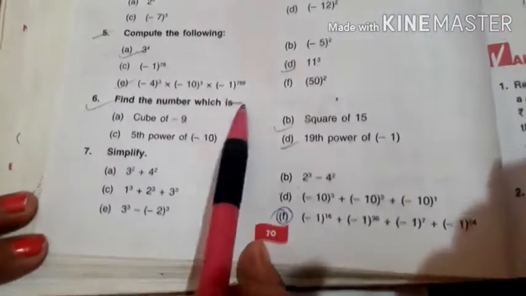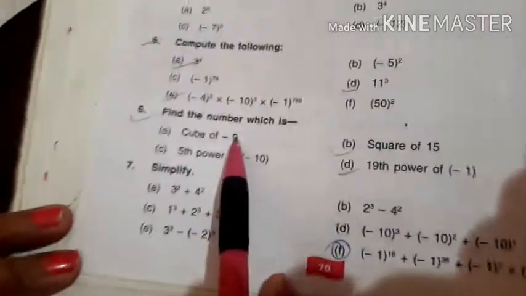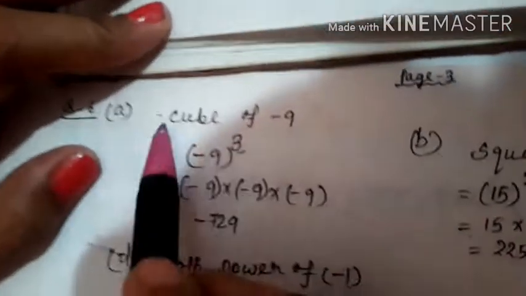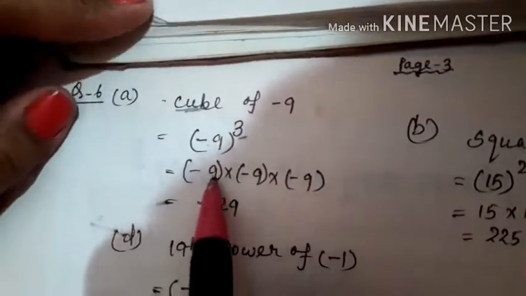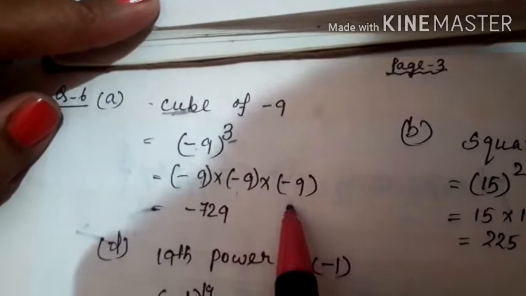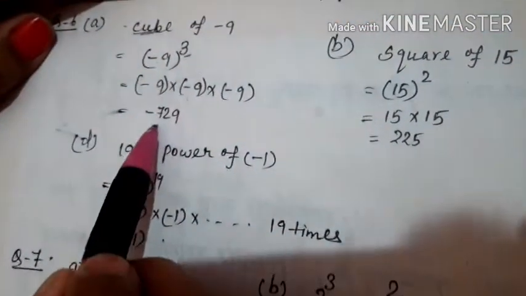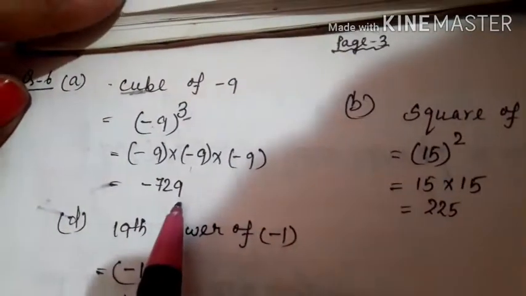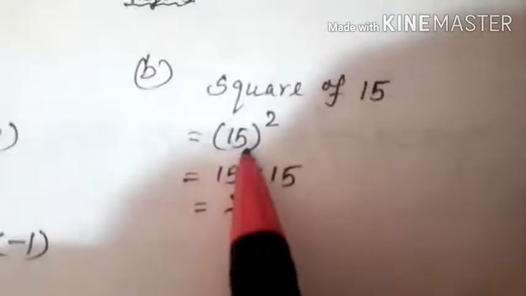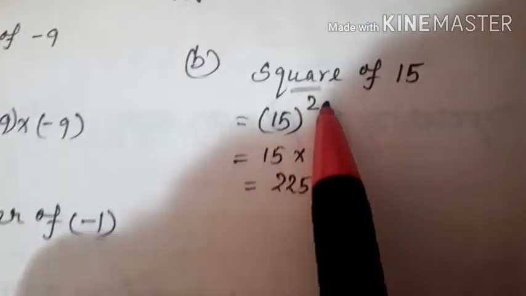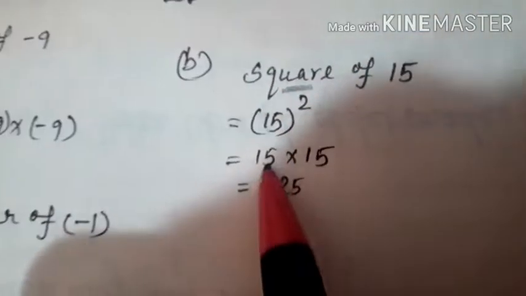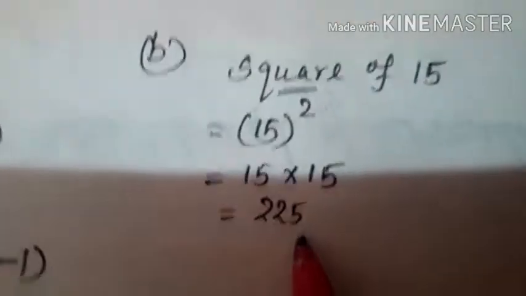See question number 6. Find the number which is the cube of minus 9. Cube of minus 9, already I have told: minus 9 to the power 3. 3 means cube. Then minus 9 into minus 9 into minus 9, which is equal to minus 729. Then B, square of 15. 15 square means power 2. 15 into 15, 225.